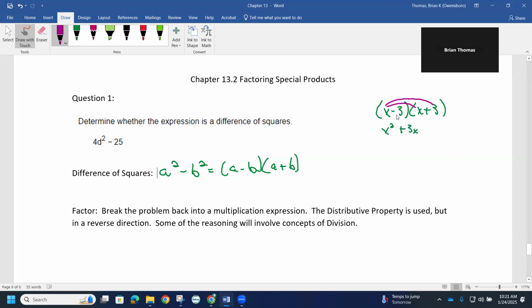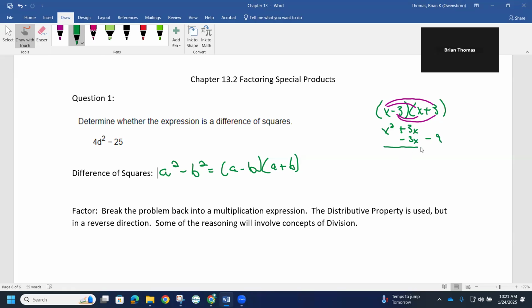And then the remaining part of FOIL, so we do the inner. So the negative 3 has to go through both pieces. So negative 3 times the x is the inner, and the negative 3 times the positive 3 is the last. So we have to distribute the negative 3 through the second two terms as well. So when we do this, negative 3 times x gives me negative 3x, and then negative 3 times 3 would give me negative 9.